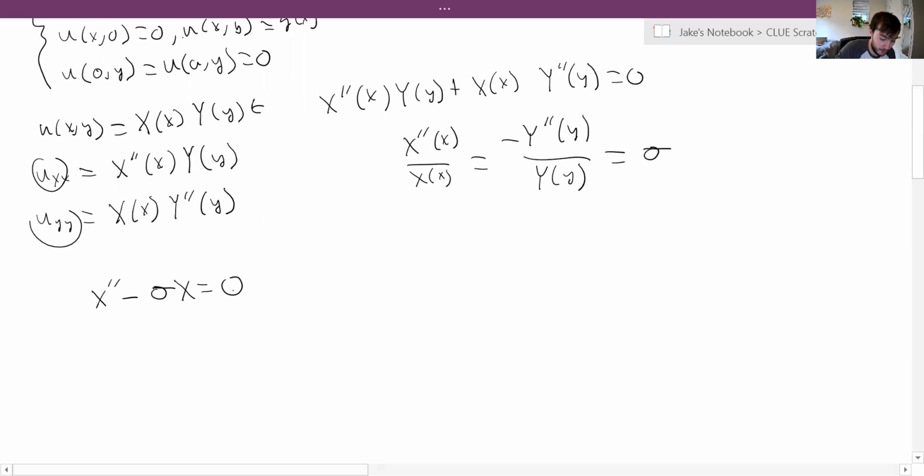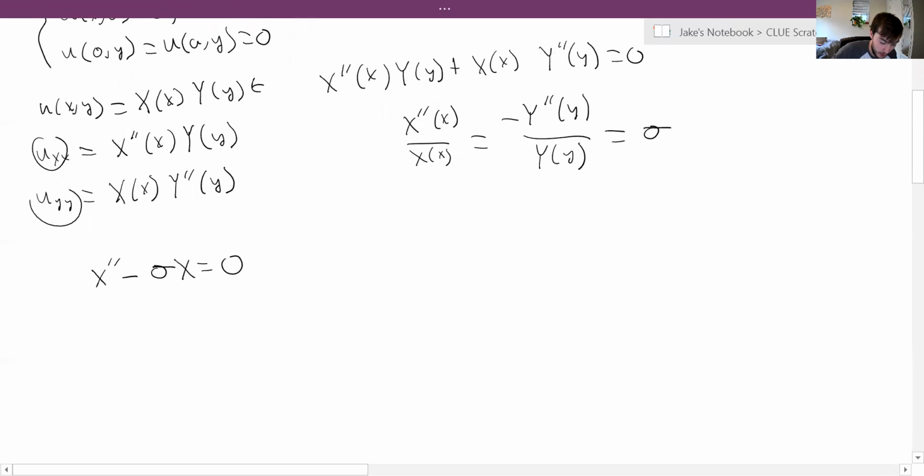You can kind of see if you add this over and divide by x, you get one of these expressions here. And then the other one is, of course, kind of analogous, but we've got this negative sign here. So it's going to be a plus sigma. Okay, great.